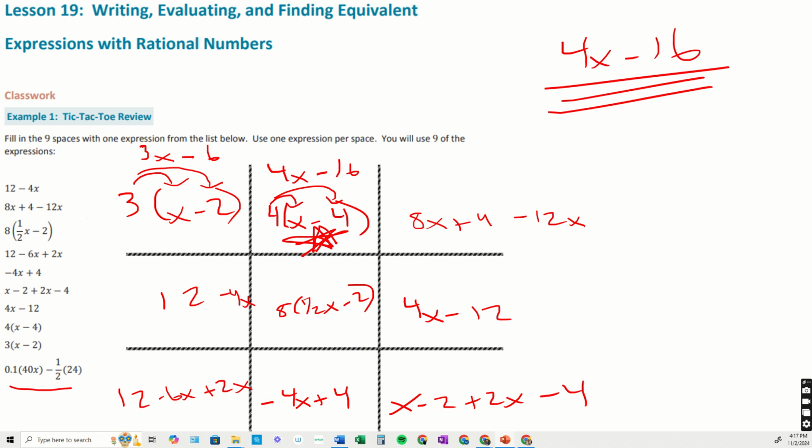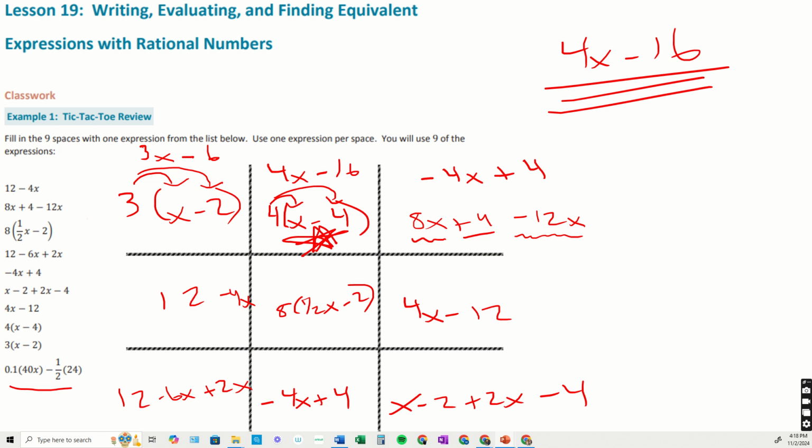8x plus 4 minus 12x. Well, we're going to combine the minus 12x and the positive 8x. If I owe 12 and I have 8, I'll still owe them 4, so there's minus 4x. And we always want to put the x's in front of our numbers, and then this number is back here, plus 4. We can't combine that with something else, so it's negative 4x plus 4. That does not match my 4x minus 16, so I'm not putting a star there.